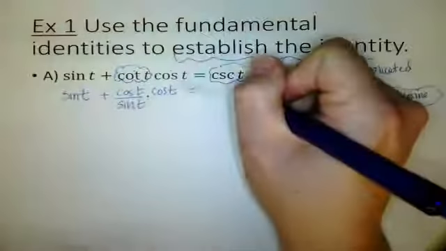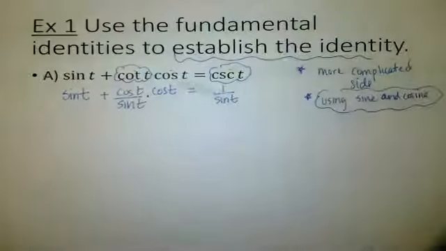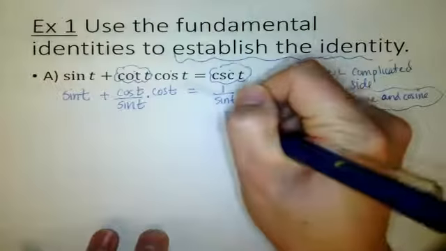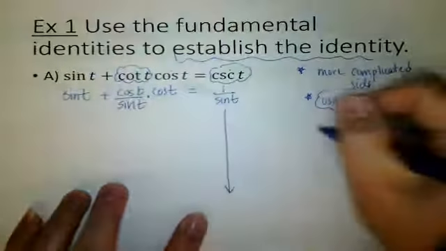Cosecant can be 1 over sine. So this is okay. Now, everything is in terms of sine and cosine. Now, I do not touch this other side. I'm going to just work one side.